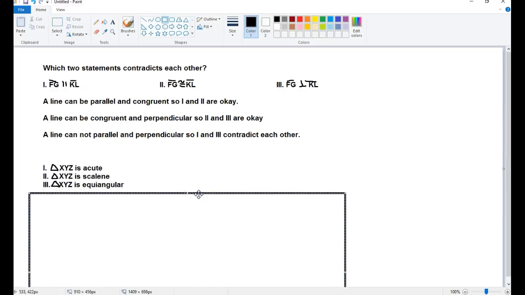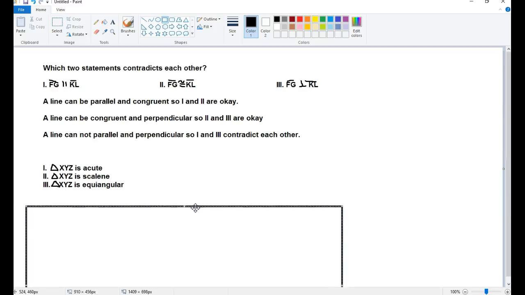Next one, a very common one you would see on a test again. Triangle XYZ is acute, triangle XYZ is scalene, and triangle XYZ is equiangular. Which two contradict each other? So, which two do you think? 1 and 2, 1 and 3, or 2 and 3?